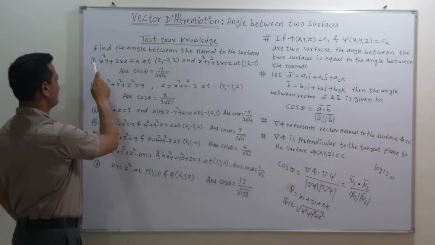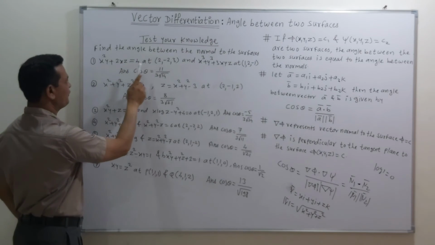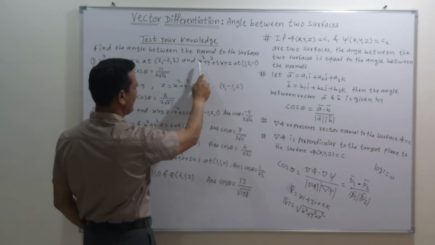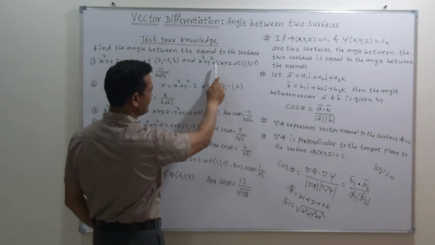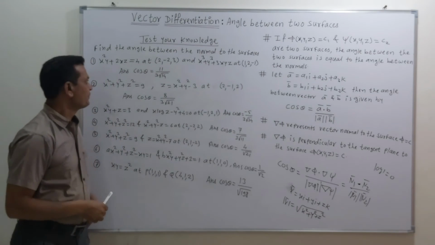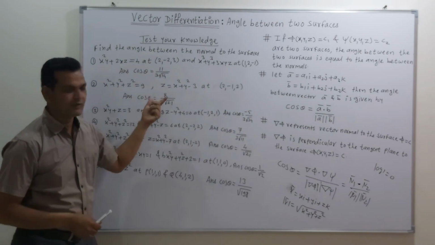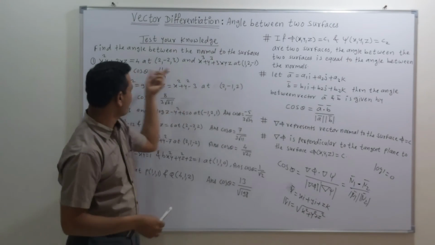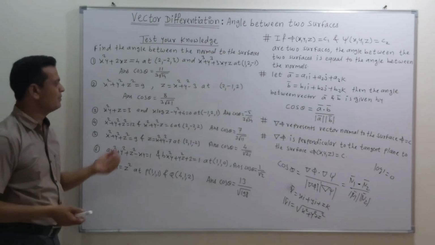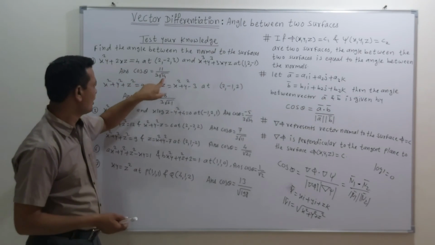So the first example: the first surface is x square y plus 2xz is equal to 4 at the point 2, minus 2 and 3, and the second surface is defined as x cube plus y cube plus 3xyz at 1, 2, minus 1. So these are the two surfaces, and we have to find the normals to these surfaces at the first point for the first surface and the second point for the second surface, and find the angle between them. Answer is cos theta is equal to 11 upon 3 root of 14.